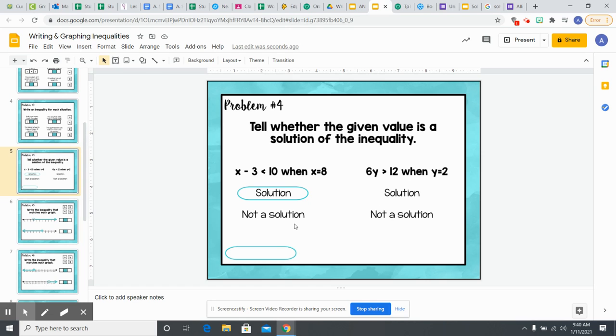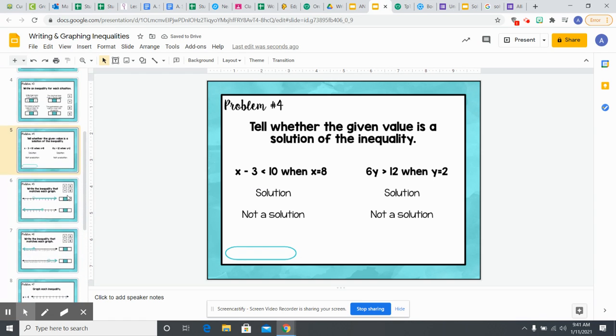So in that case, to make that a solution, our inequality sign right here would need to be greater than or equal to, because 12 is equal to 12. So this one in this case is not a solution because 12 is not greater than 12. 12 is equal to 12, so it would have to be greater than or equal to.